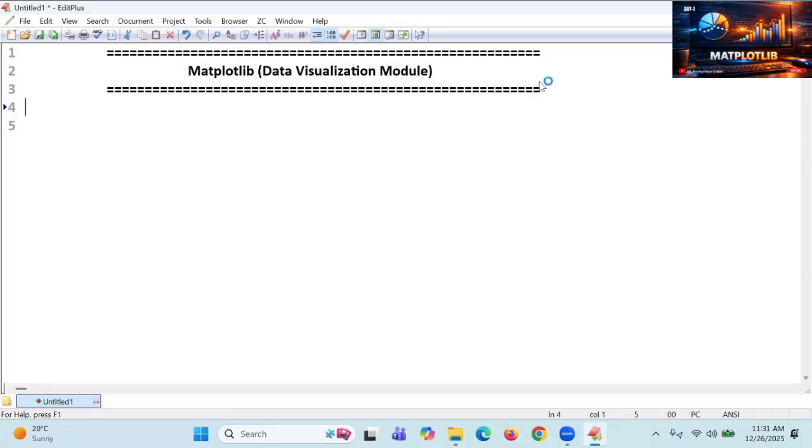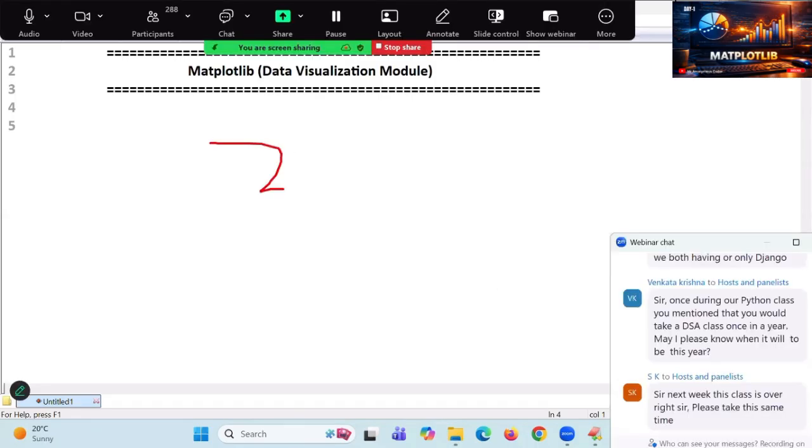Right. Let us start with Matplotlib. So messages keep coming. Venkata Krishna asks: sir, once during our Python class, you mentioned that you would take a DSA class once a year. May I please know when it will be this year? This is also in full demand, because my PhD is in DSA only. It's my favorite topic, my favorite area. All three slots are free for me.